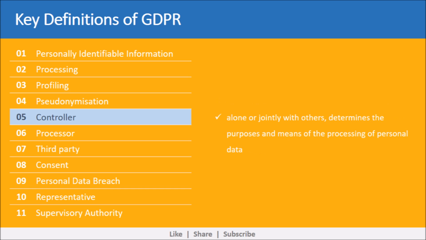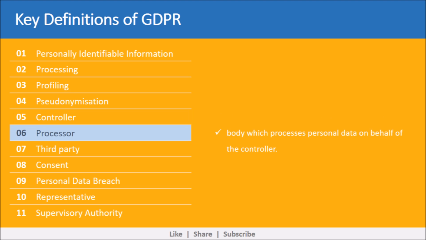Moving on, next is controller. Controller is a natural or legal person, public authority, agency or other body which, alone or jointly with others, determines the purposes and means of the processing of personal data. On the other hand, a processor is a natural or legal person, public authority, agency or other body which processes personal data on behalf of the controller.